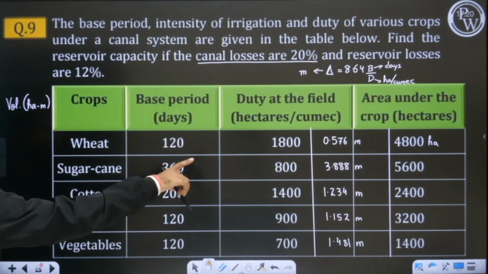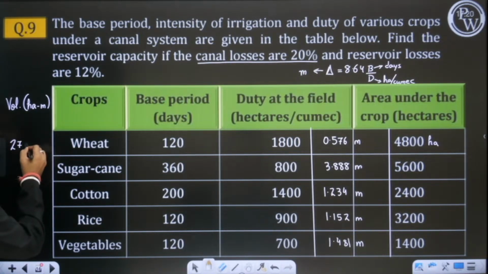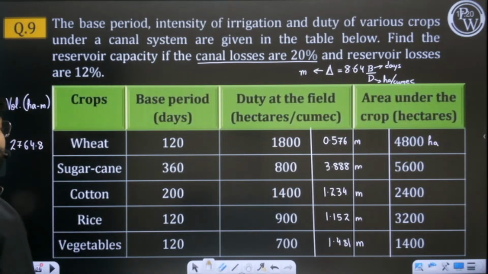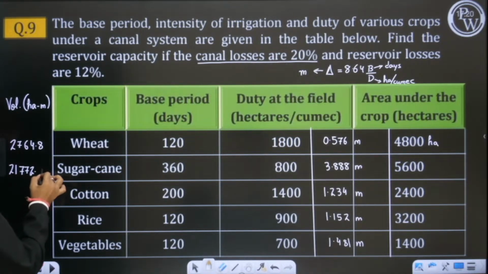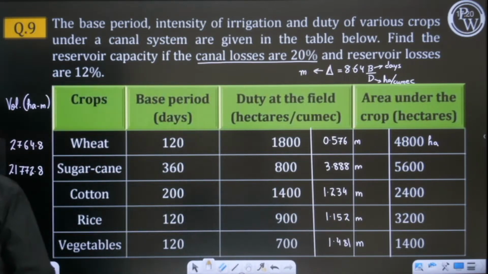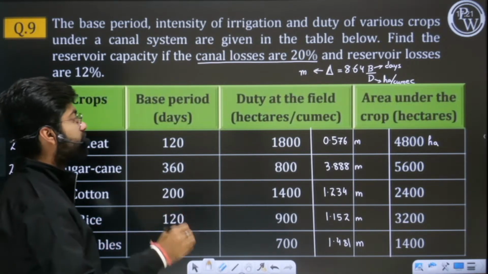So if I multiply 4800 by 0.576, we get 2764.8. Similarly, multiply 5600 by 3.888, how much will we get? We will get 21772.8 hectare meter. Similarly, for cotton, 2400 into 1.234, you will get 2692.3. Similarly, for rice, you will get 3686.4, and for vegetables, you will get 2073.6 hectare meters. So these are the total volumes which you are getting.